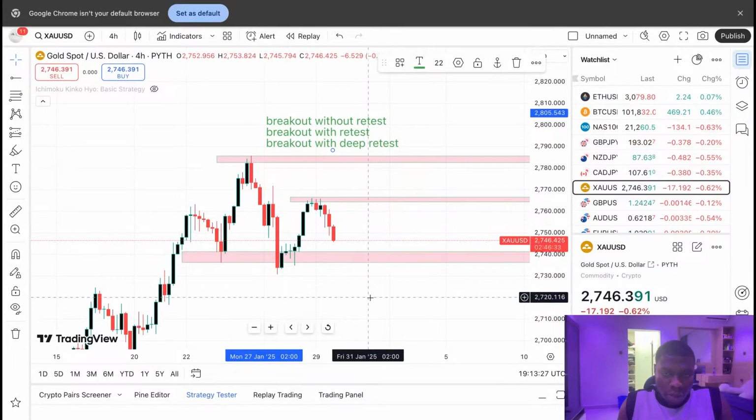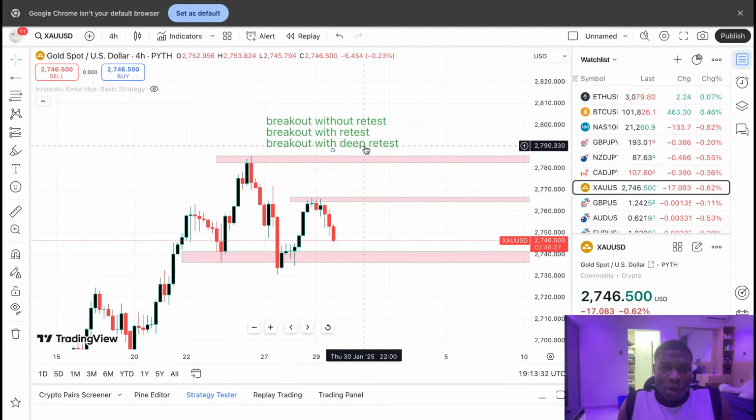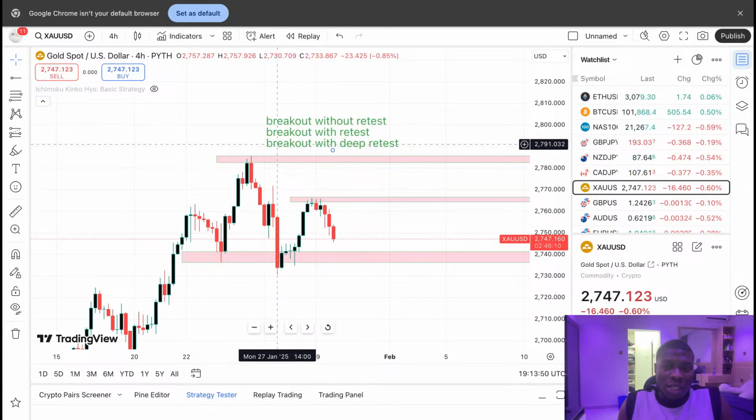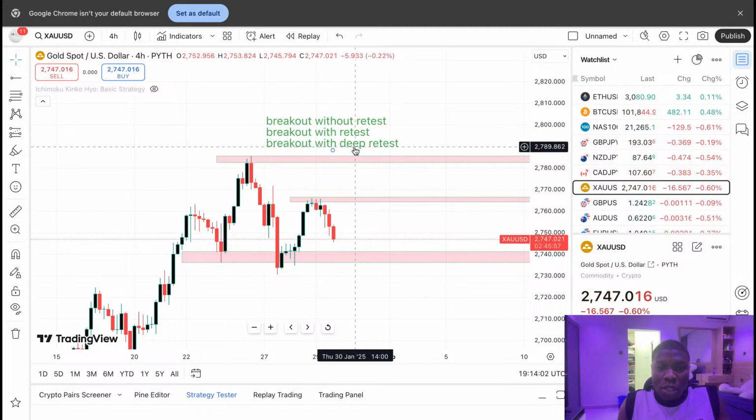Then the movement continues. Then breakout with deep retest. This always causes a lot of ranging in the market. This particular breakout with deep retest gets a lot of people confused, and people are always trapped in it. And the market always shows this kind of sign. This is what the market does most times, because most times the market is not easy. It makes it a bit difficult, and a lot of people will get confused along the line. So this is breakout with deep retest. This is what you mostly see in the market.